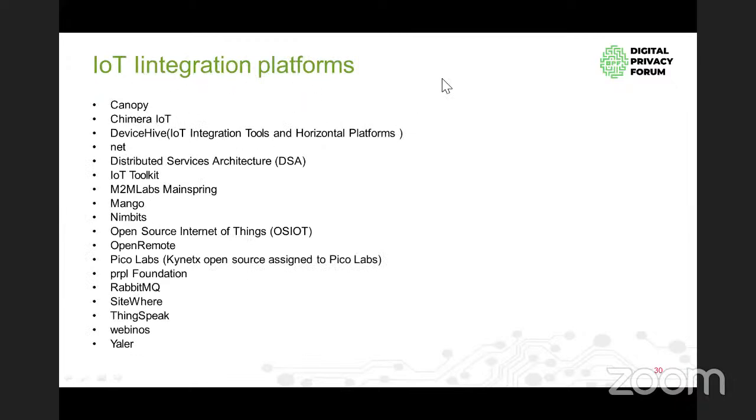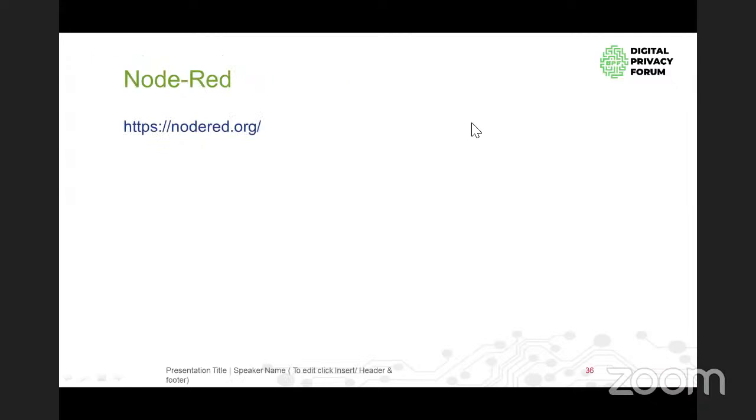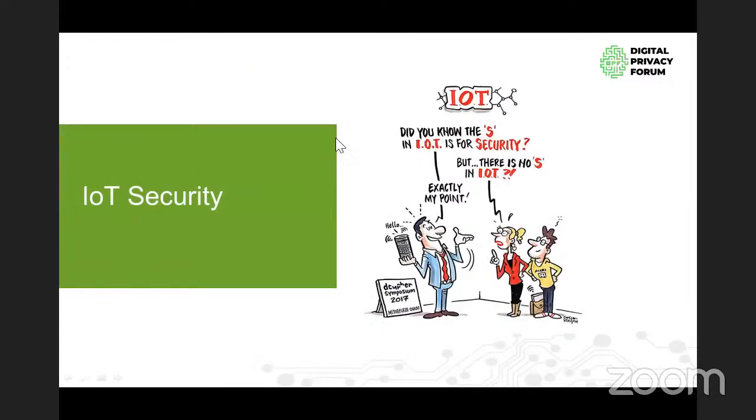And integration platform, you have something called Canopy, IoT Toolkit, Mango, Nimpits, right? So Webners and all of them are integration platforms, integrating different things. So Node-RED is something which is very common. You can go to the website and find it. Right? Now we are going to talk about IoT, but let me give a brief overview, or I will show you some of the platforms which are available.